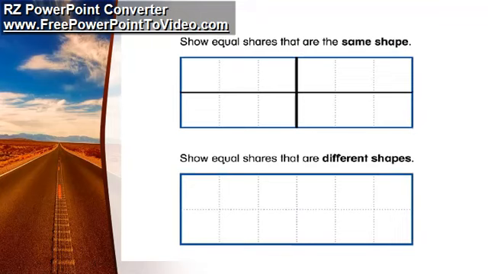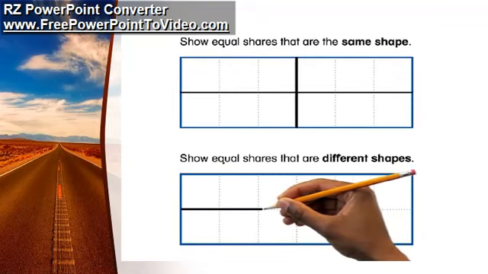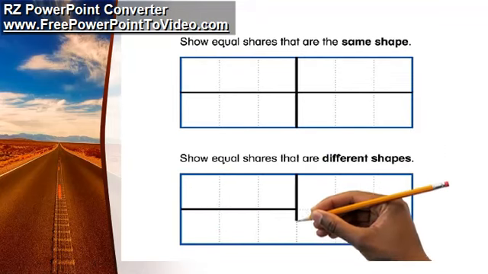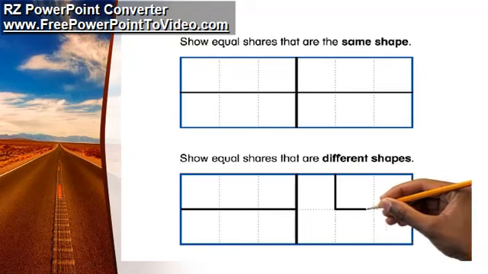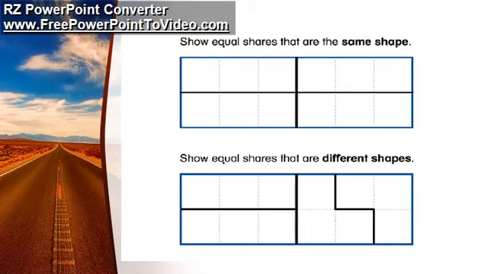Listen and look for other students who show how to divide the rectangle into equal shares that are the same shape and into equal shares that are different shapes. Even though these shares are different shapes, they are equal shares because each is 3 squares. These students demonstrate an understanding that a whole can be divided into equal shares in different ways, and that the equal shares do not have to have the same shape. Students will use this understanding to solve real-world problems involving equal shares.